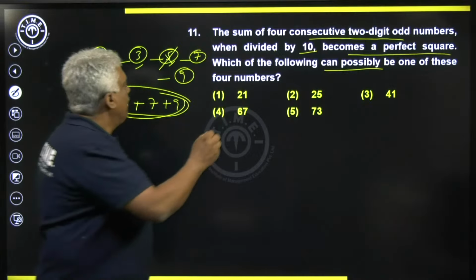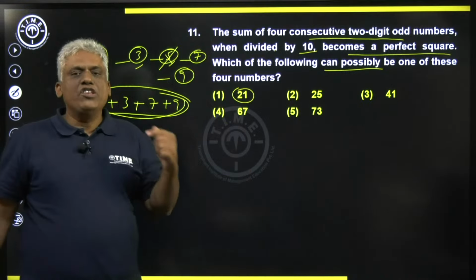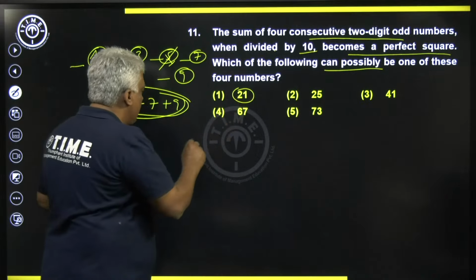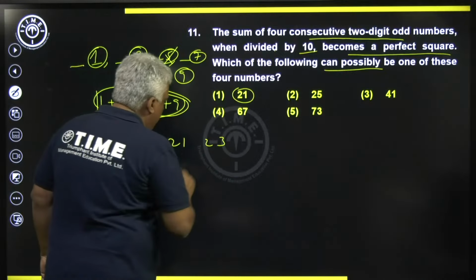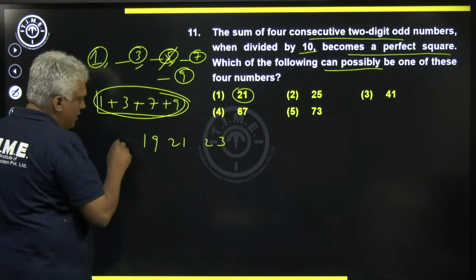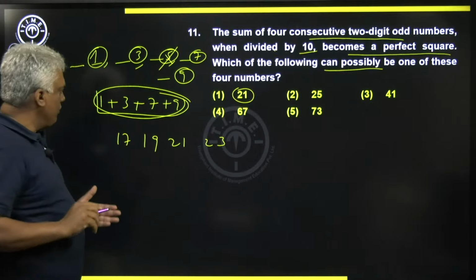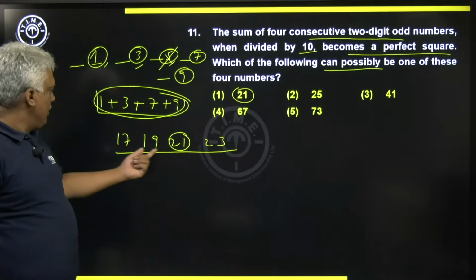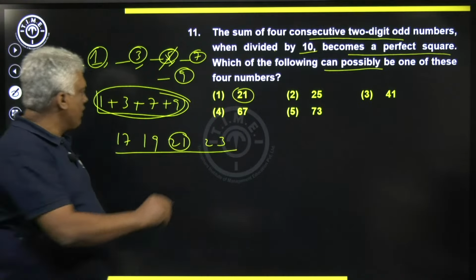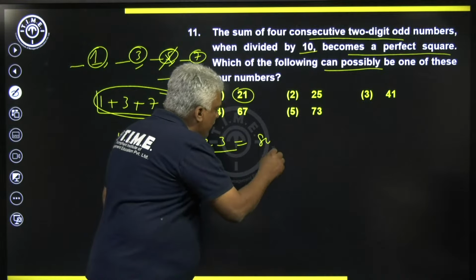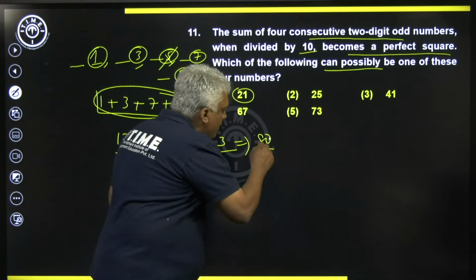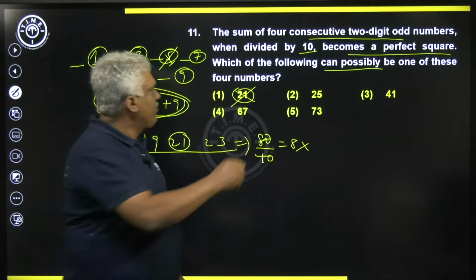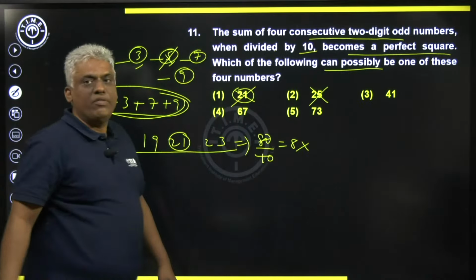If you look at the options, if it is 21, then 23, next is 25, and 25 is not there. So if 21 is there, the numbers are 21, 23, then it can be 19, and then 17. If one is 21, if you add them, 20 is the average of this, 20 into 4, the sum will be 80, right? But if you divide 80 by 10, 8 is not a perfect square. So 21 can't be the option. 25 can't be the option either. Already we know that no number ends at 5, right?